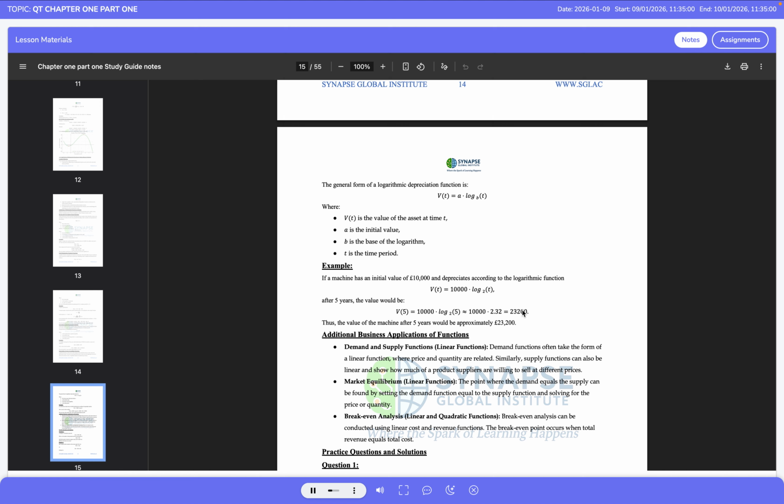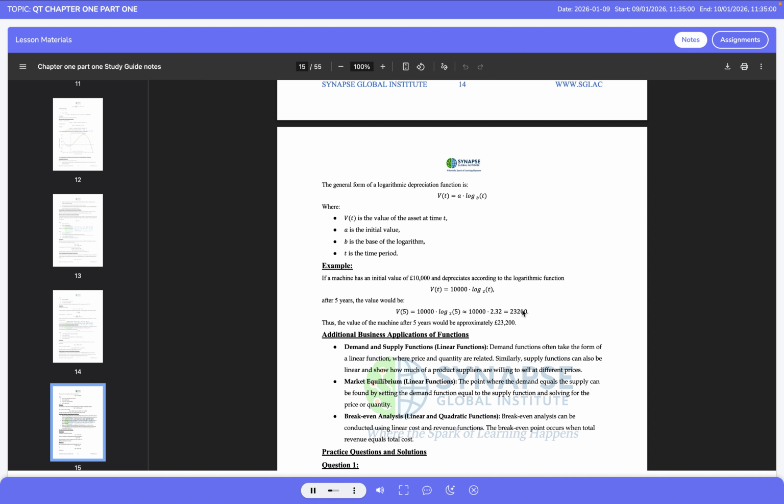For example, if a machine has an initial value of £10,000 and depreciates according to the function V(t) = 10,000 × log base 10 of t, then after 5 years the value is V(5) = 10,000 × log base 10 of 5, which is approximately 10,000 × 2.32, giving 23,200. This numerical result follows directly from the mathematical model provided.